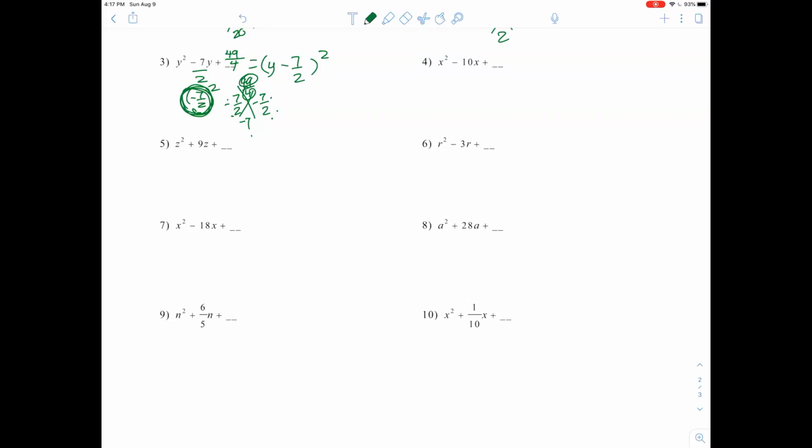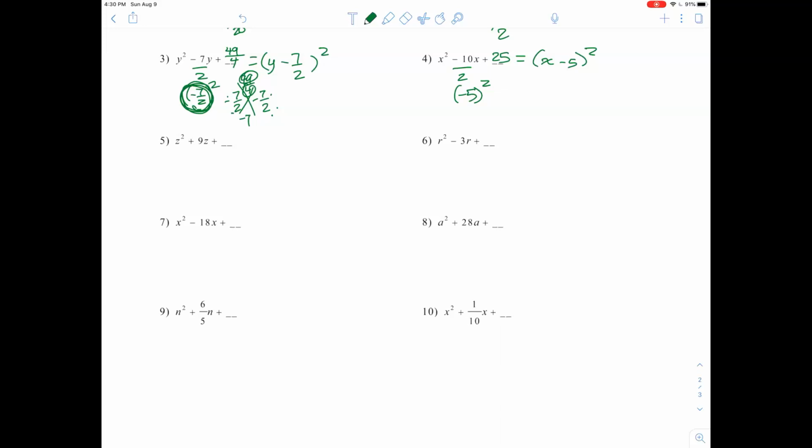Okay, let's do the next one. Cutting this middle term in half. That's negative 5 squared, 25, factor it, x minus 5 quantity squared. Okay, so let's take a look at number 5.